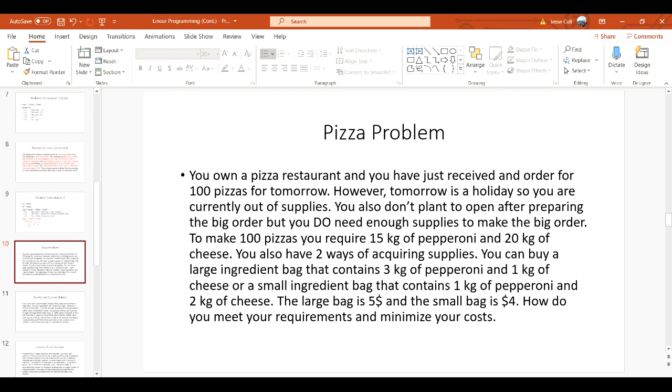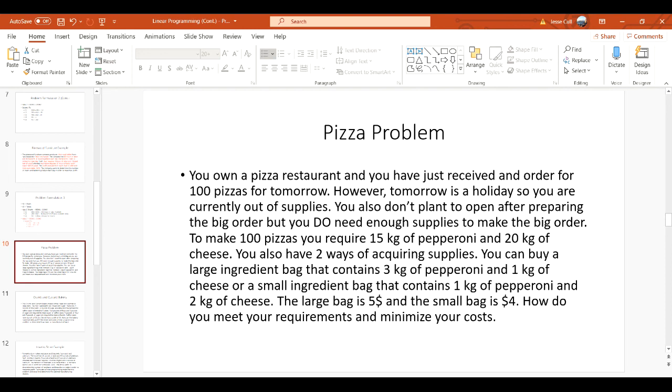You own a pizza restaurant and you have just received an order for 100 pizzas for tomorrow. However, tomorrow is a holiday, so you are currently out of supplies. You also don't plan to open after preparing the big order, but you do need enough supplies to make the big order. To make 100 pizzas, you require 15 kilograms of pepperoni and 20 kilograms of cheese.